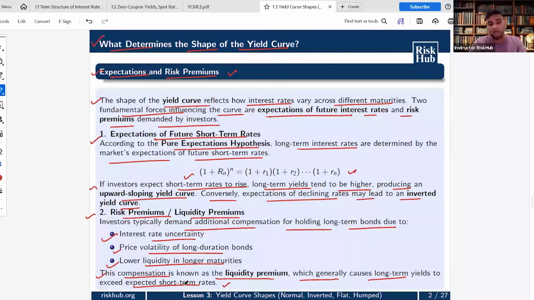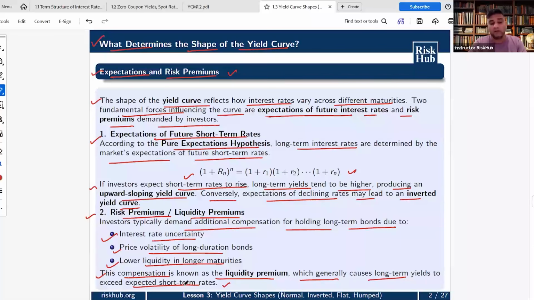The formula which we have here is (1 + R_n)^n = (1 + R_1)(1 + R_2) and so on, up to (1 + R_n). What it says: investing once for n periods must pay the same as rolling a one period deposit n times in a row.